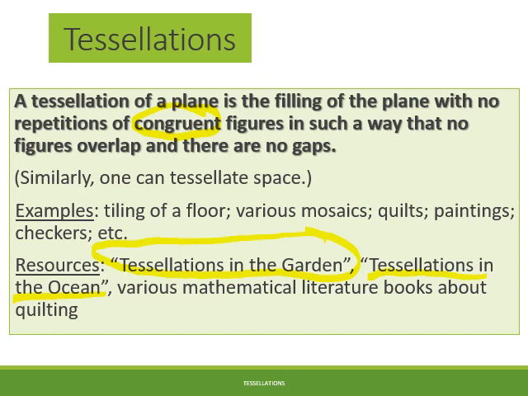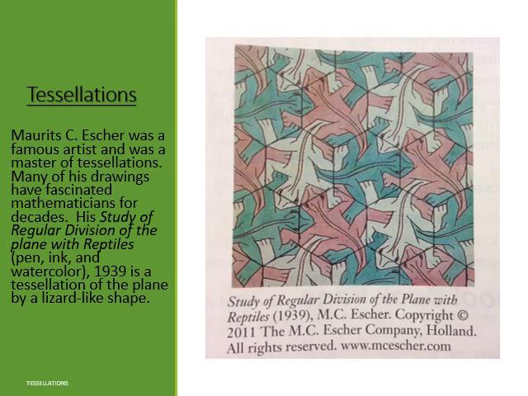Okay, so now we're going to move on to some slides and you're going to see some pictures of actual tessellations. M.C. Escher is a famous artist, and he was known for his tessellations. Many of his drawings have been fascinating for everybody, but especially for mathematicians. And if you look, I included a picture of his study of regular division of the plane with reptiles. It's a pen, ink, and watercolor in 1939. And so if you look him up, you can look at mcescher.com.